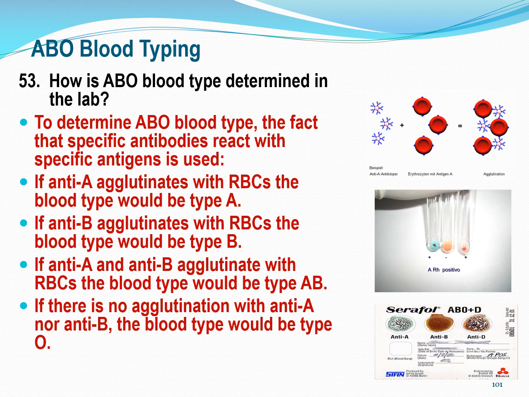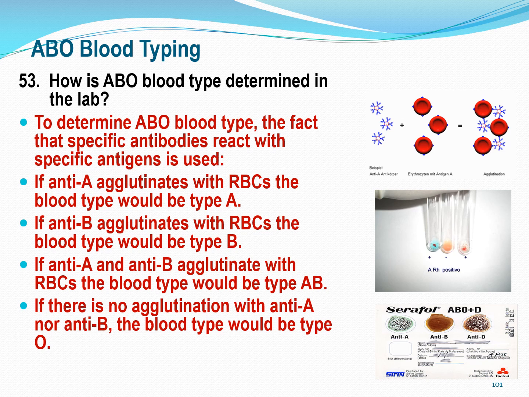So how is ABO blood type determined in the lab? To determine ABO blood type, the fact that specific antibodies react with specific antigens is used. So what we do is we take serum, right? If anti-A agglutinates with the RBCs, the blood type would be A. If anti-B agglutinates, we know it's type B. If both A and B agglutinate, then we know it's AB. And if nothing agglutinates, we know it's O.